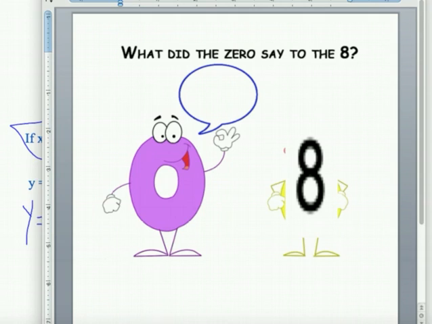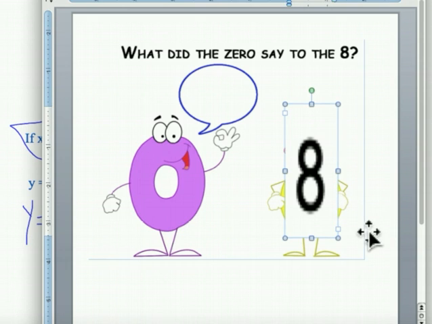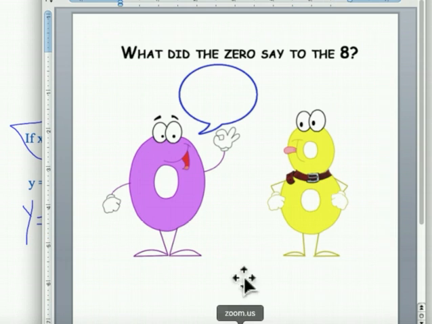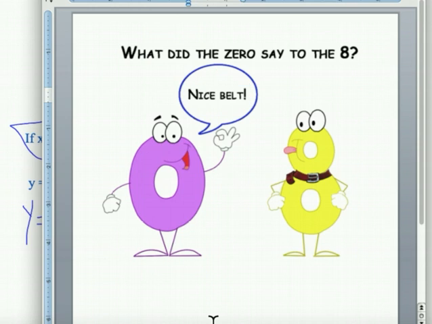And we'll leave with a joke. What did the 0 say to the 8? Maybe you've seen this joke before, but if you haven't, see if you can guess. He said, nice belt.